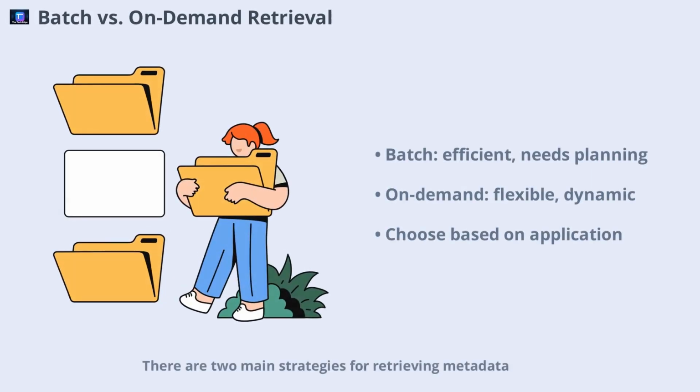There are two main strategies for retrieving metadata: batch processing and on-demand retrieval. Batch processing involves extracting all relevant metadata ahead of time and storing it for later use. This is efficient and cost-effective, especially for large datasets. However, it requires you to know in advance what information you'll need. On-demand retrieval, on the other hand, allows you to fetch specific data points as needed, providing flexibility when requirements are unpredictable. Both methods have their place, and choosing the right one depends on your application's needs.